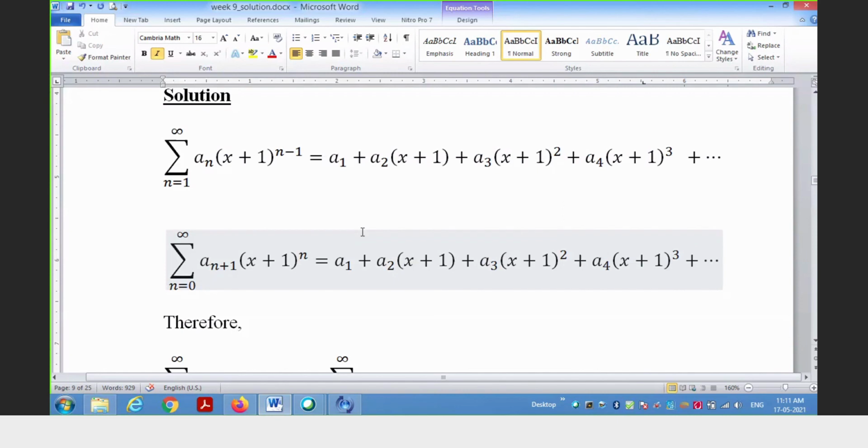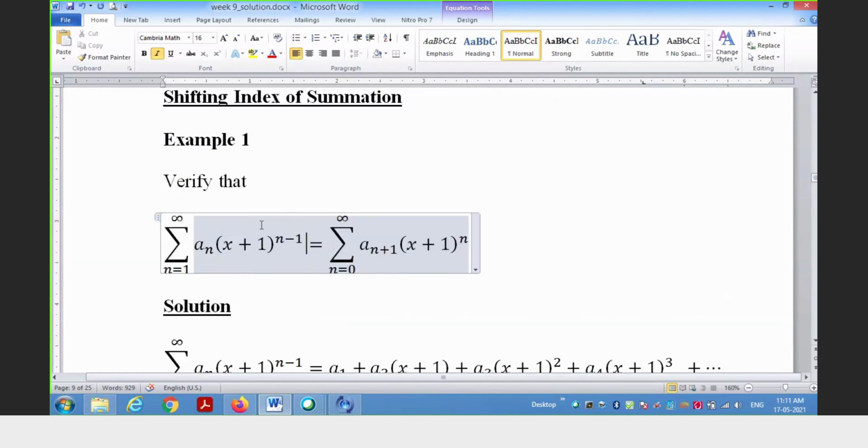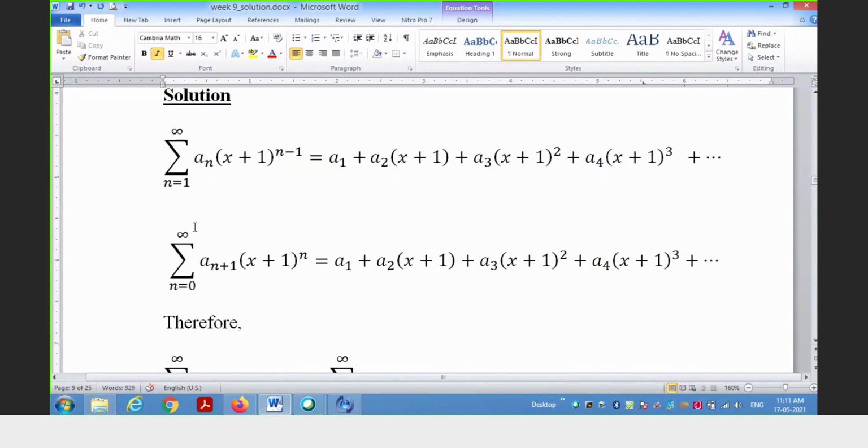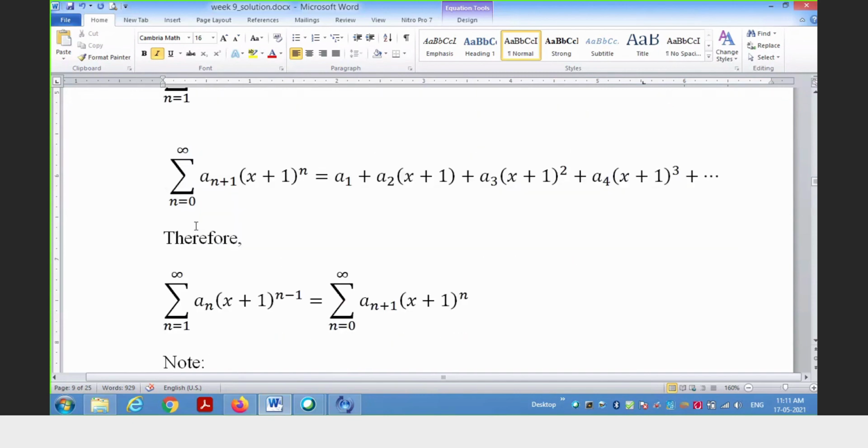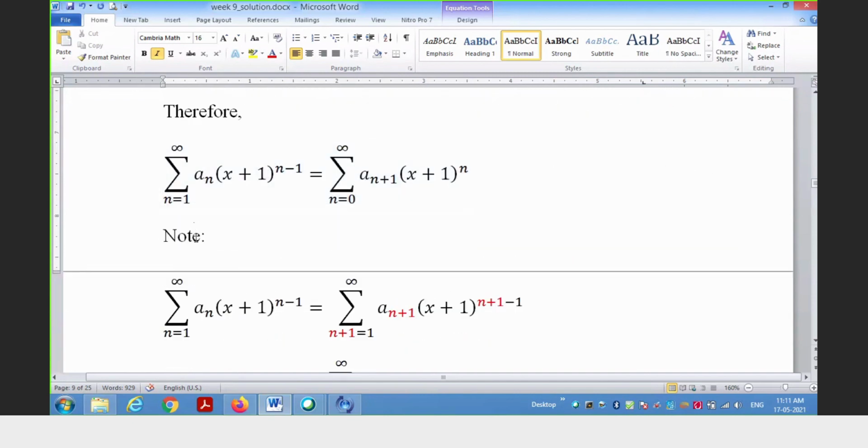But the question is, is there any shortcut to check whether these two summations are the same? The answer is yes, there is a shortcut. Let me try to do this. We want to check whether those two are the same. We refer to the right hand terms, so a_n (x plus 1) to the power of n minus 1.